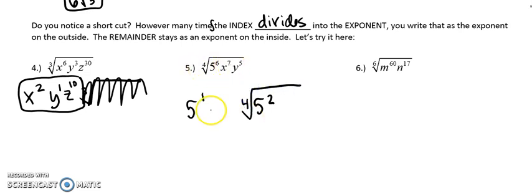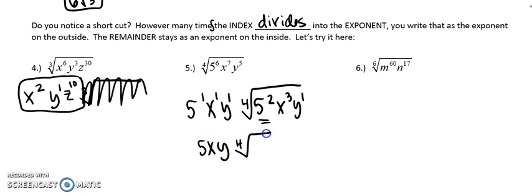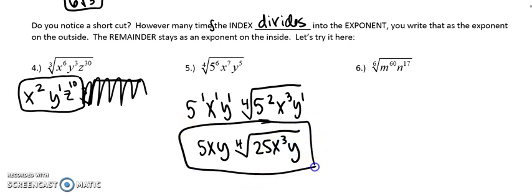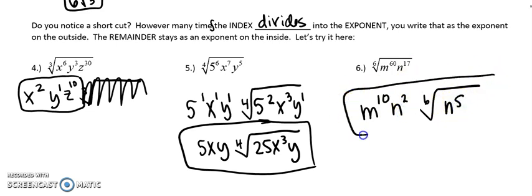4 goes into 7 1 time with 3 left over, your remainder. 4 goes into 5 1 time with 1 left over. So let's clean that up, especially this 5 squared. So this is 5xy, 4th root, 25x cubed y. Boom. Over here, 6 goes into 60, 10 times, with none left over, which is why I'm not writing any m's inside. 6 goes into 17, 2 times, with 5 left over. Done with that. All right, so that's how you simplify radicals.